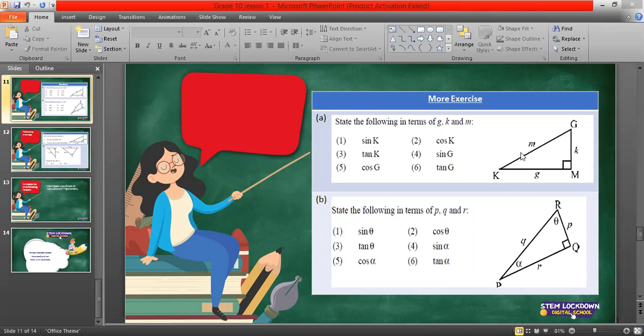All right. So now, what will be the value of our cos K? Remember our SOHCAHTOA, cos is adjacent over hypotenuse. So cos K will be what? With this being opposite, our g will be our adjacent, because our M is always our hypotenuse, the longest one. So M is the hypotenuse.